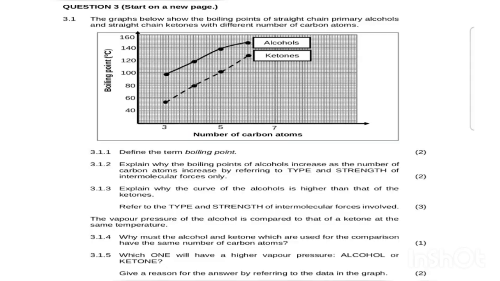Now we have 3.1. It says the graphs below show the boiling points of straight chain primary alcohols and straight chain ketones with different numbers of carbon atoms. As we can see from the graph there, we are given boiling points on the y-axis and the number of carbon atoms on the x-axis, starting from 3 to 5 and to 7 carbon atoms.